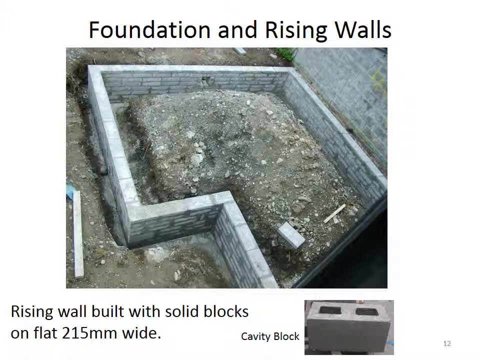In this particular example here, we're using blocks on flat, because the wall is going to be 215 millimeters wide. That's the thickness of one block on flat. So they're built up perfectly level, and they're usually built up to damp proof course level.